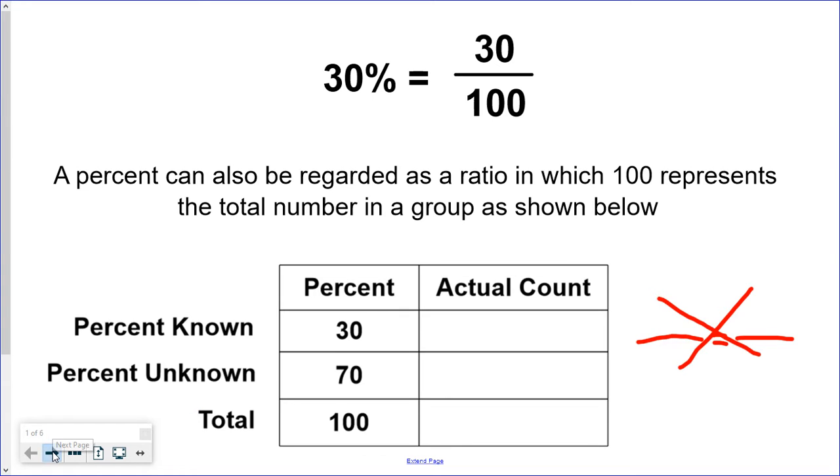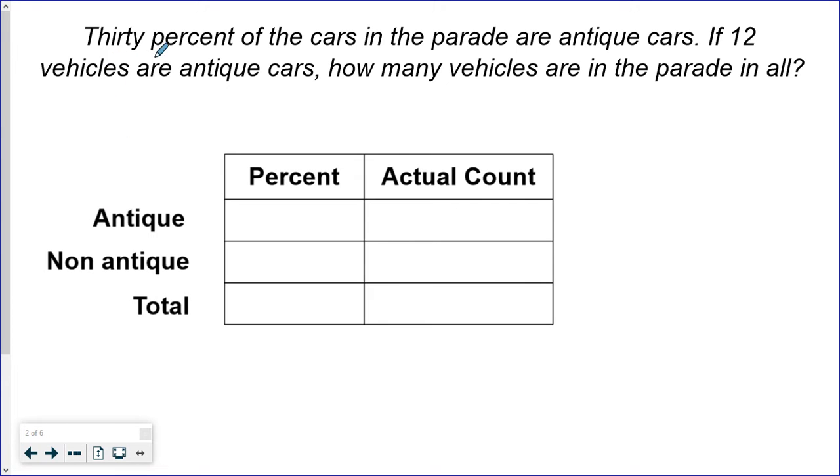So let's take a look at our first problem here. It says 30% of the cars in the parade are antique cars. I'm just going to stop right there. I do know a percentage that is antique. There's also a percentage that is not antique, and then the total. Already I know that 30% of the cars are antique, so I'm going to write 30 in this box right here.